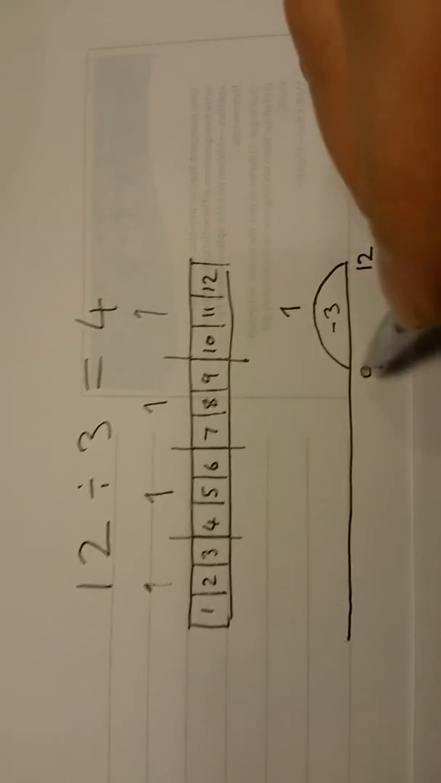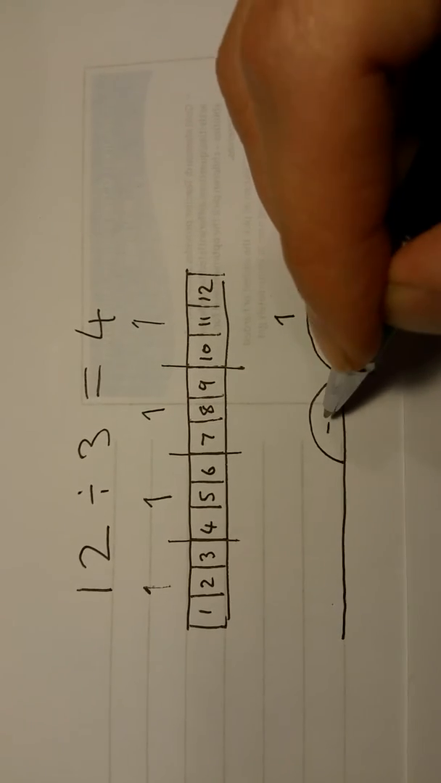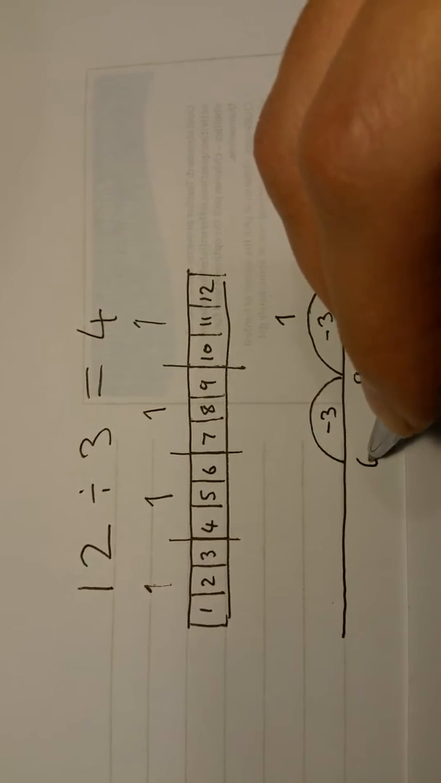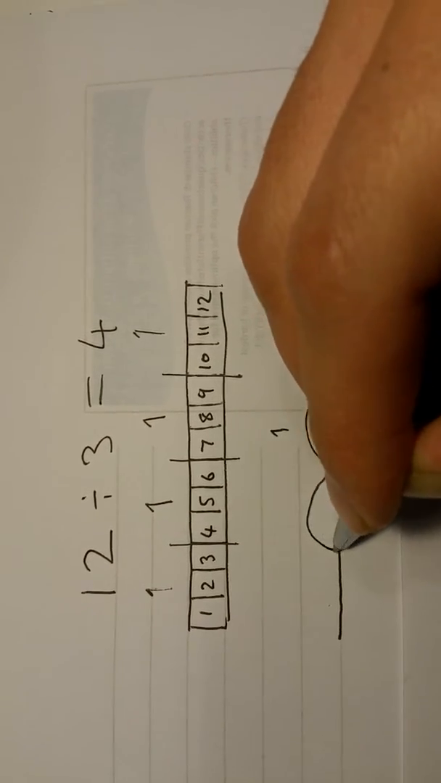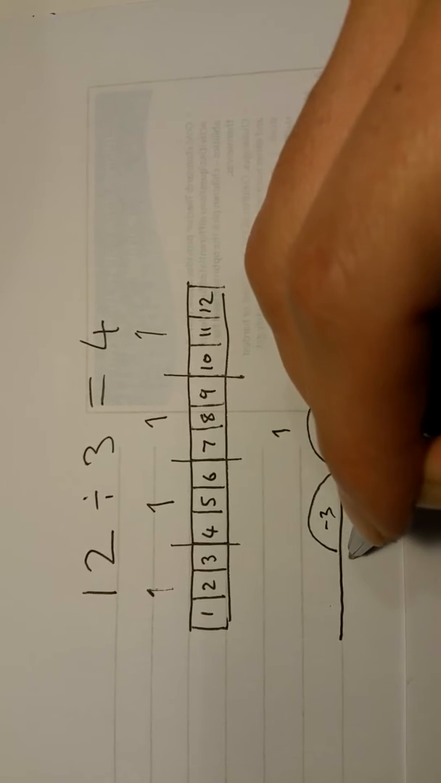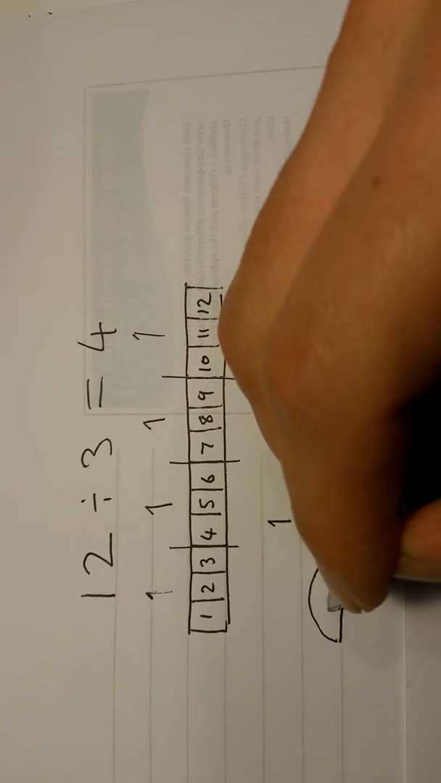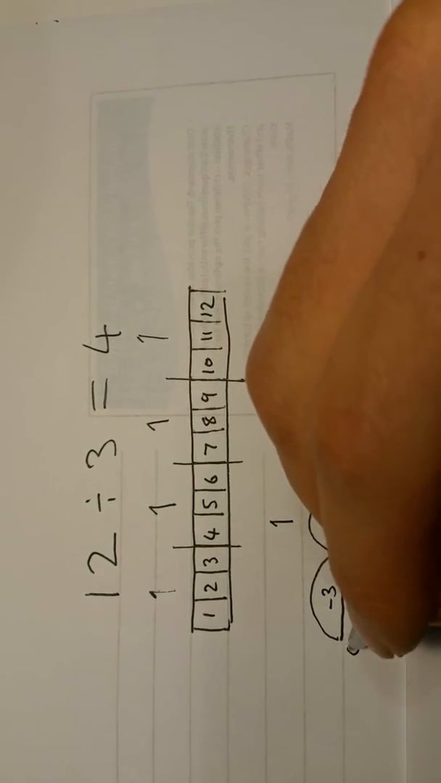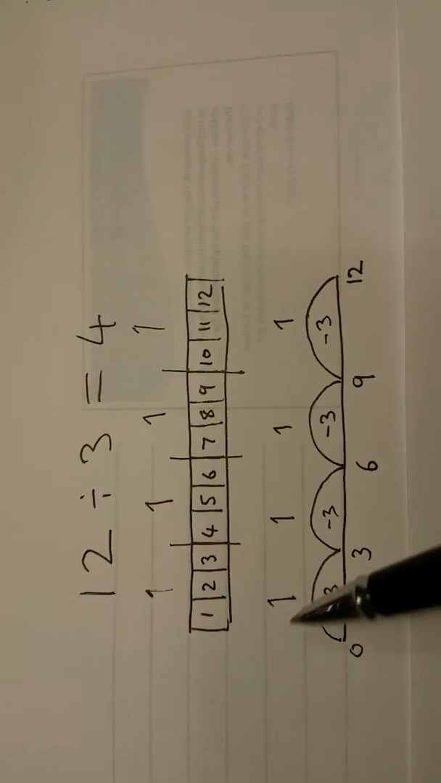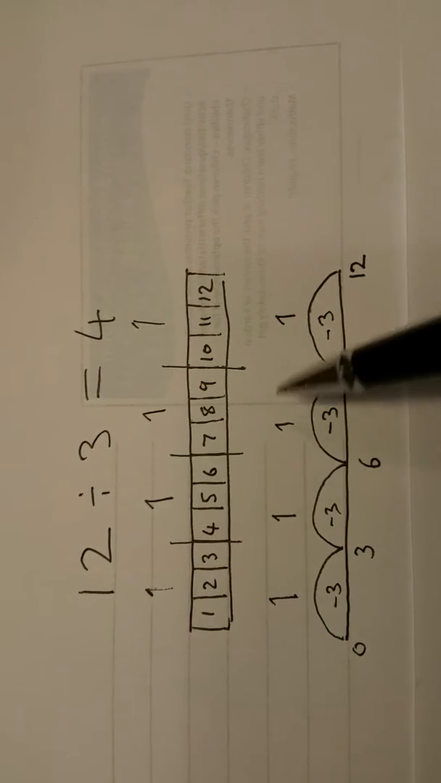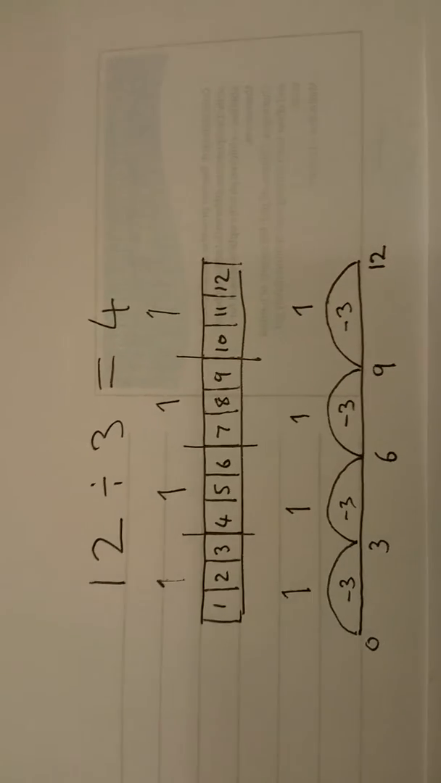And then I can take another block of 3, because I'm dividing by 3. And I'm going to take 3 away from that, that gives me 6. That's another lot of 3. And I'm going to take away another lot of 3, which takes me to 3, so that's another lot of 3. And then all the way back to 0, which is here, and that's another lot of 3. So now I can count how many lots of 3 I took out. 1, 2, 3, 4 lots of 3.